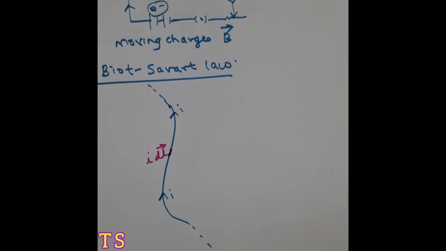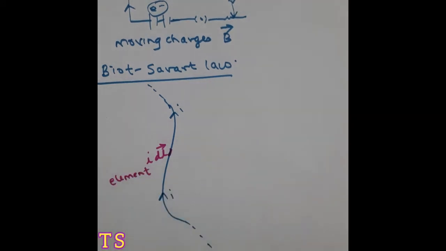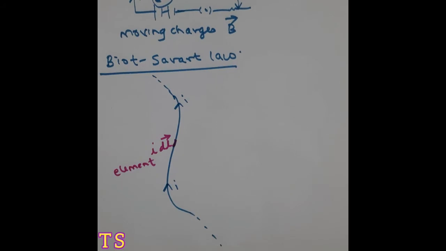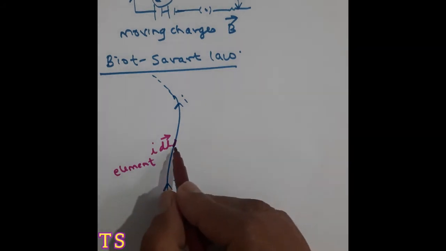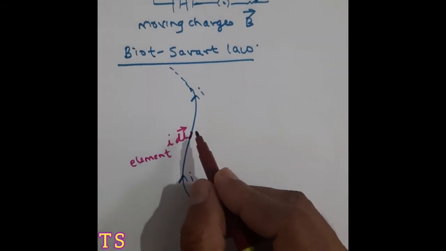This is nothing else but a vector quantity, and we'll be using the word element henceforth for this. So I dl bar is my current element, which is very small as compared to the length of the wire. And if I'm talking with respect to this particular wire and a very small element, then we will find the magnetic field due to this small current element.